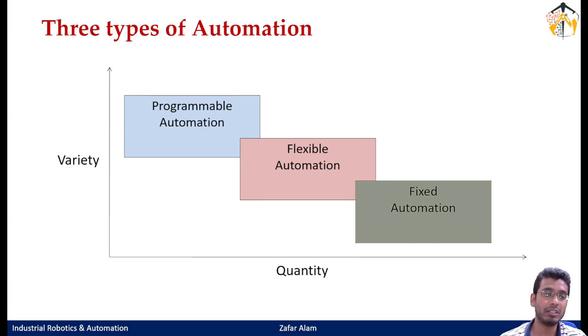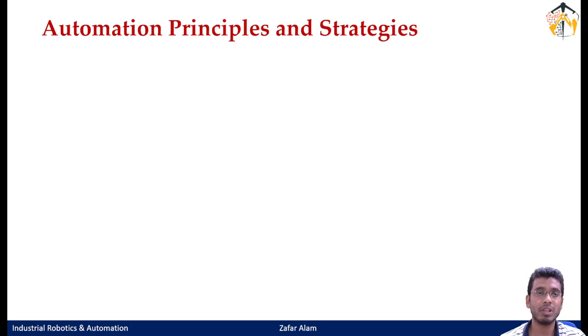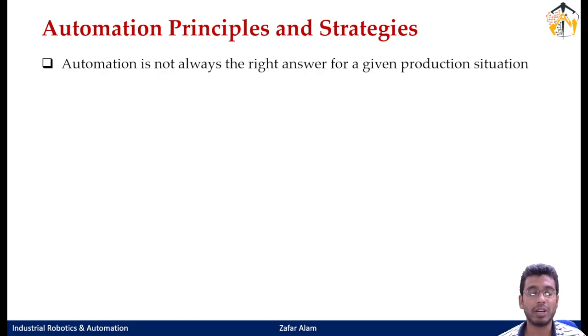Okay, when you compare the variety as well as the quantity with respect to your programmable automation and your fixed automation, what would be your automation principles and strategies before you actually deploy any of these onto a shop floor or any other place? So suppose somebody tells you, okay, you have to automate this process, or you have to automate my assembly lines, then what would be your approach? Okay, so I would always say automation is not always the right answer for a given production situation.